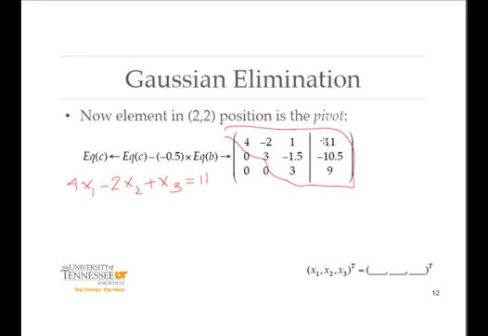Similarly, because the 0 knocks out the x1 position, we'll have 3 times x2 minus 1.5 times x3 has to be equal to negative 10.5. And then finally, 3 times x3 has to be equal to 9. Again, I think you've done this in linear algebra class, but it's a good review. If you now just do what we call back substitution, we will compute x3 immediately. You can see what that's going to be. x3 immediately is going to be 3.